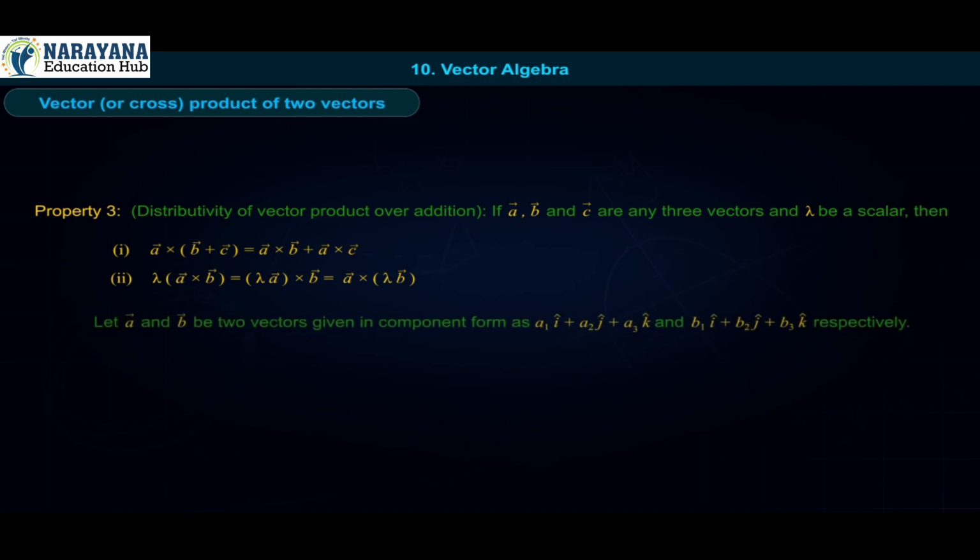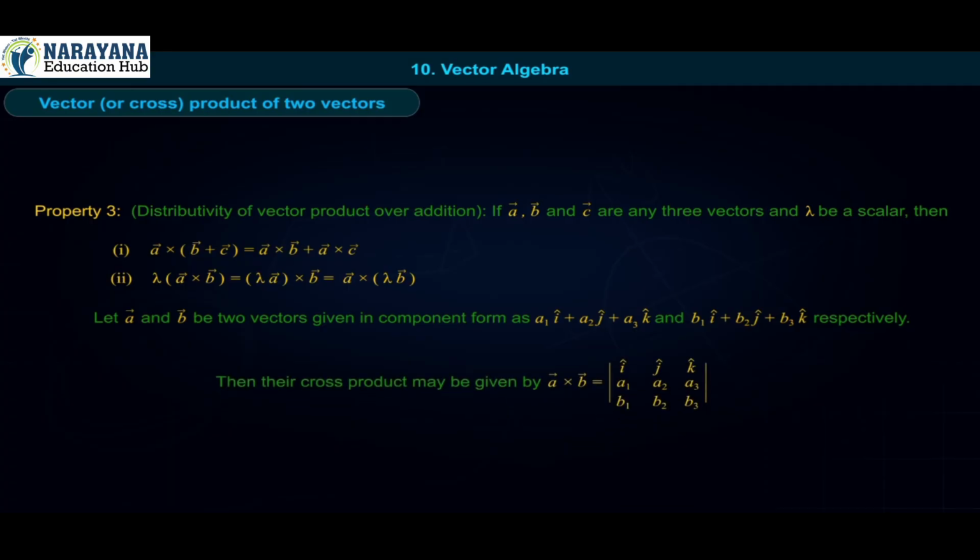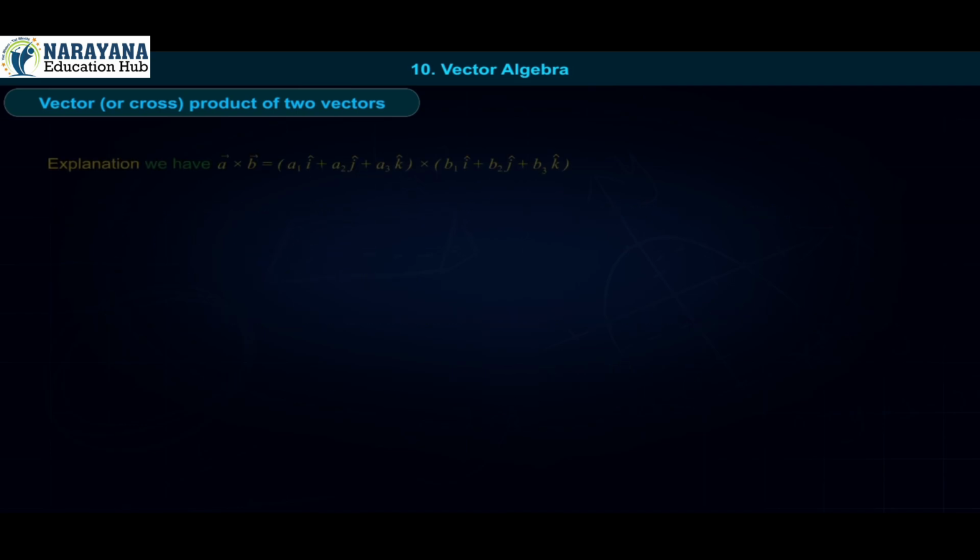Let vector A and vector B be two vectors given in component form as A1 i cap plus A2 j cap plus A3 k cap and B1 i cap plus B2 j cap plus B3 k cap respectively, then their cross product may be given by vector A × vector B is equal to the determinant with rows i cap, j cap, k cap; A1, A2, A3; B1, B2, B3.